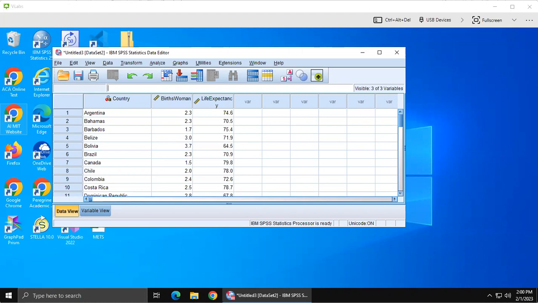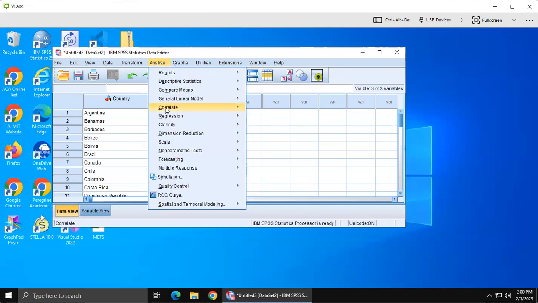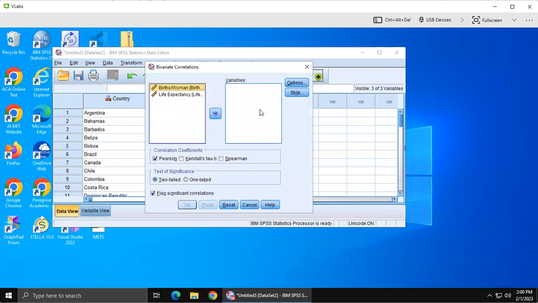So we want to know, is there a relationship between births per woman and life expectancy on average between these different countries? So to calculate Pearson's correlation coefficient, we click Analyze, and we go down to Correlate. And this is bivariate data. That is, each individual, each country, has two pieces of data associated to it. We pick our two variables, life expectancy and births per woman.